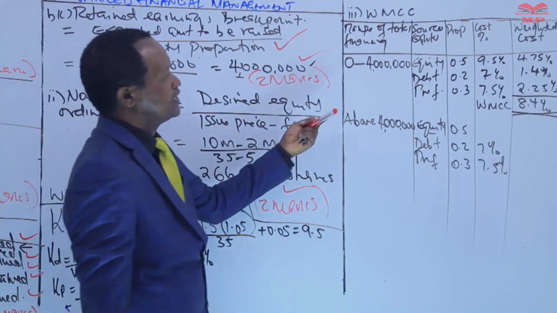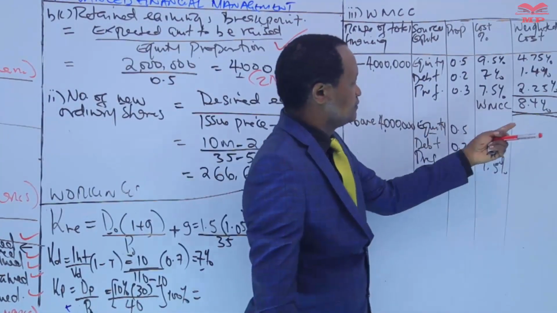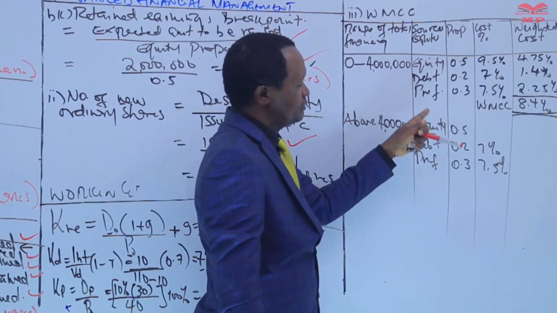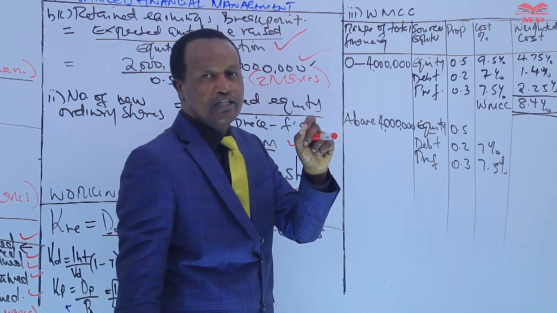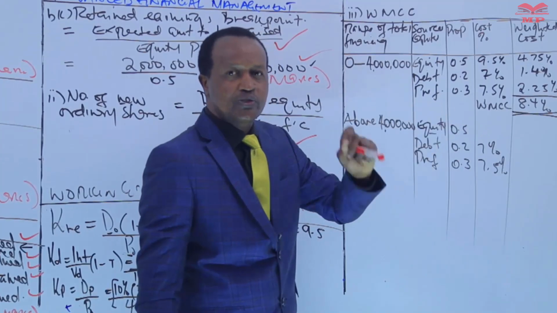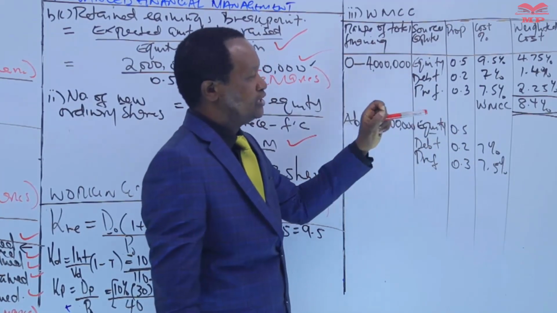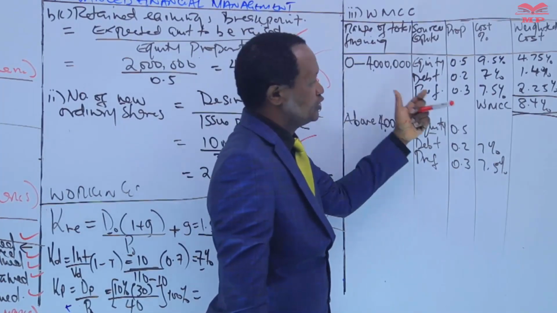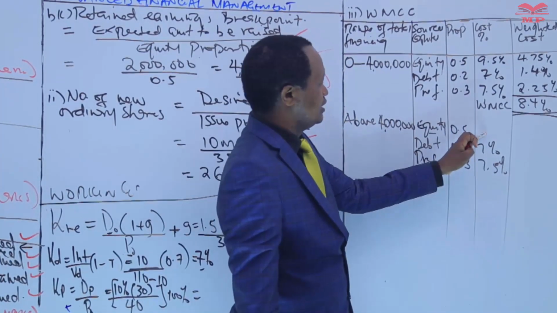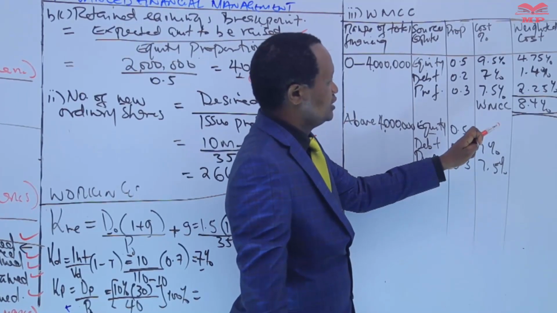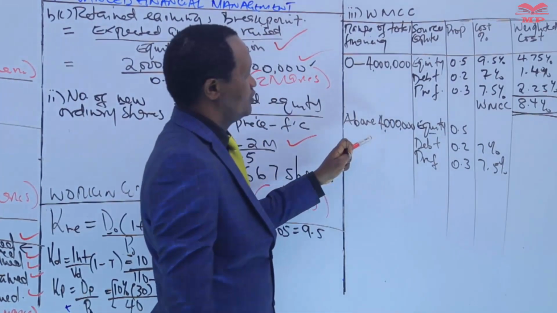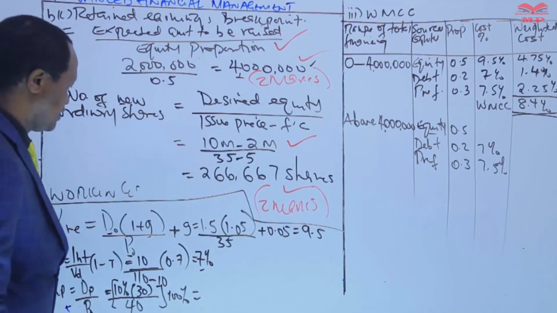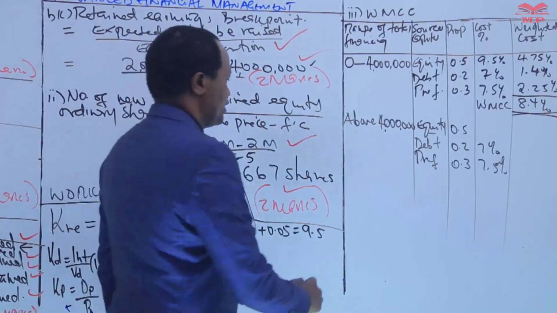So during the first range, this is the cost. Above 4,000, the company will not use retained earnings, but it's going to use ordinary share capital. The cost of issuing ordinary share capital is not the same as the cost of raising money using retained earnings. That's why the cost of equity above the 4 million range is going to change. That's why we need to have a working for cost of equity.